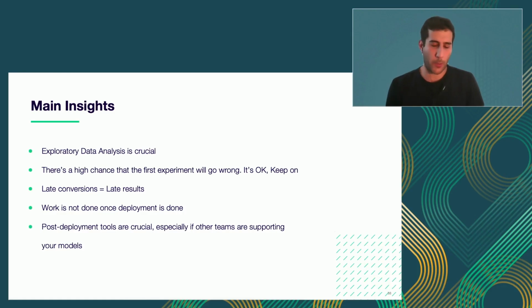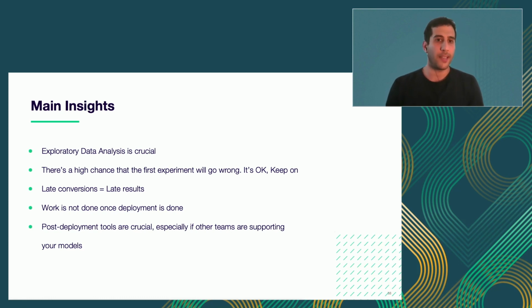Everyone is saying it, we will say it as well. Exploratory data analysis is crucial. Real world data has so many pitfalls and you need to be extra careful when dealing with it. The second thing is that there is a high chance that the first experiment will go wrong. Actually, our first experiment with the Marshall algorithm, we hit about 25% below the baseline. So it's okay, keep on.